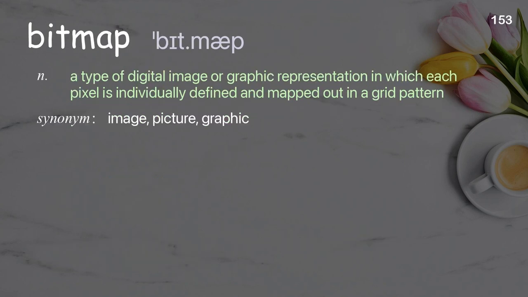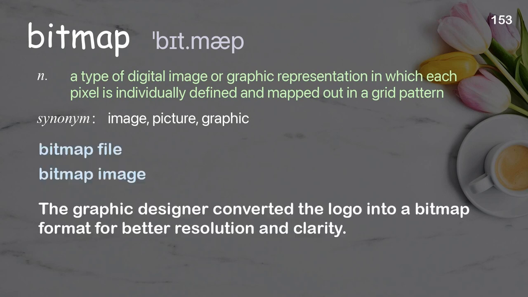Bitmap: a type of digital image or graphic representation in which each pixel is individually defined and mapped out in a grid pattern. Examples: bitmap file, bitmap image. The graphic designer converted the logo into a bitmap format for better resolution and clarity.